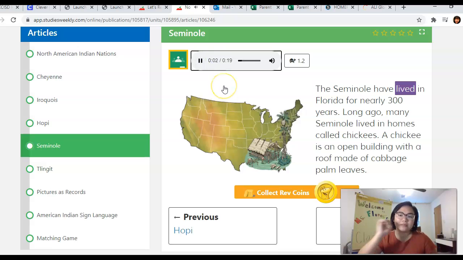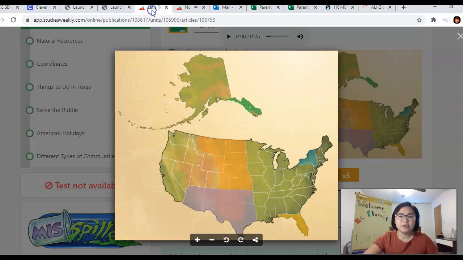The Seminole have lived in Florida for nearly 300 years. Long ago, many Seminole lived in homes called chickees. A chickee is an open building with a roof made of cabbage palm leaves. So where did the Seminole live? They lived in this yellow area right here, which is Florida.